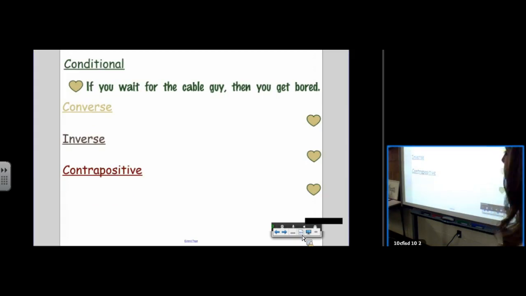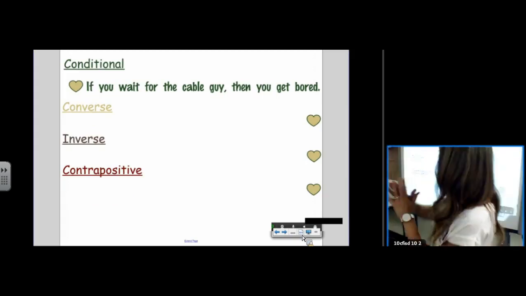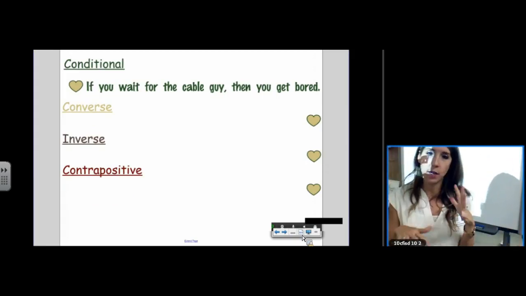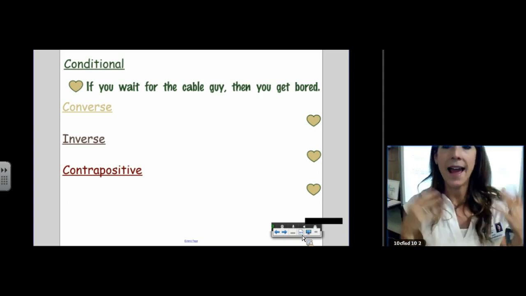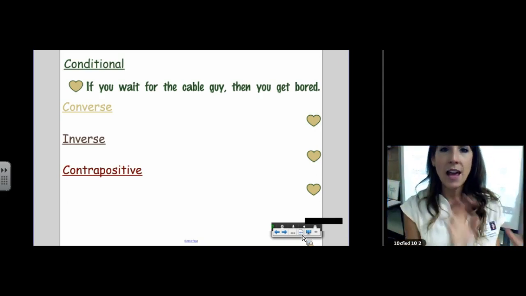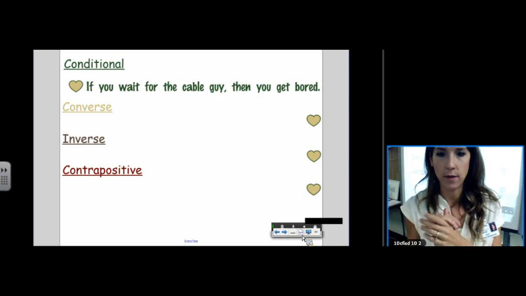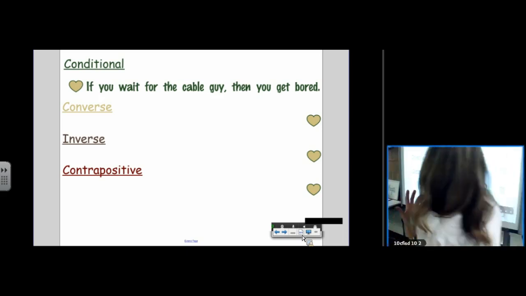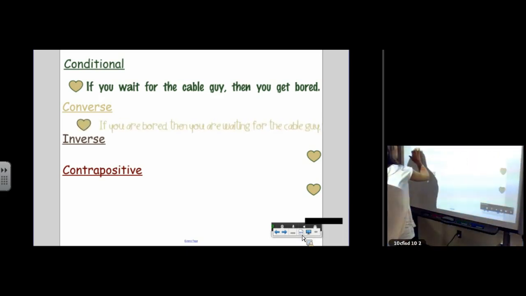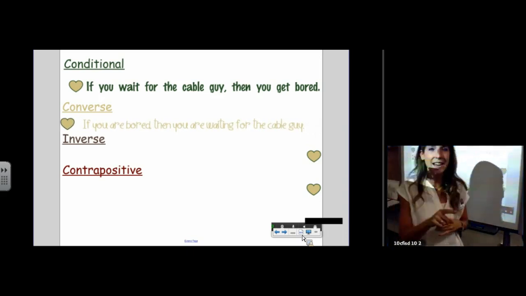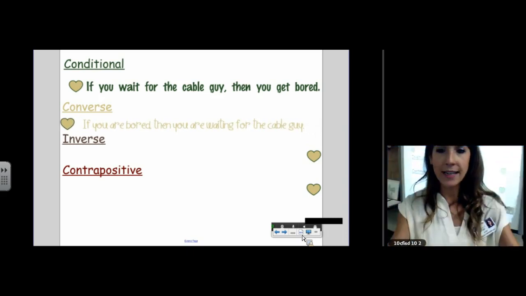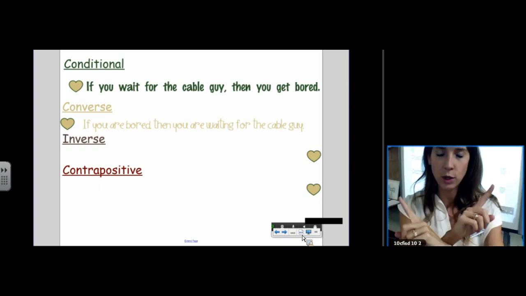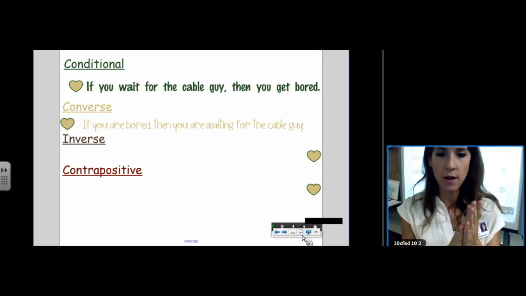So let's go over, here are the 4 main types of sentences. Out of all those words, these are the 4 main types. So we have our conditional. If you wait for the cable guy, then you get bored. We have our converse. If you are bored, then you are waiting for the cable guy. I switch the hypothesis and the conclusion. Converse, reverse.